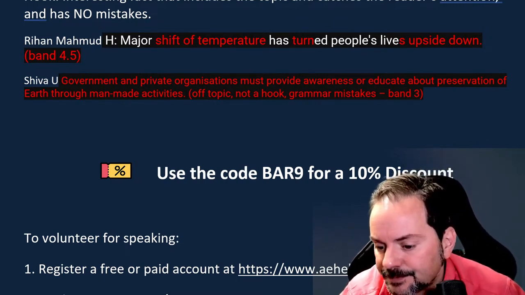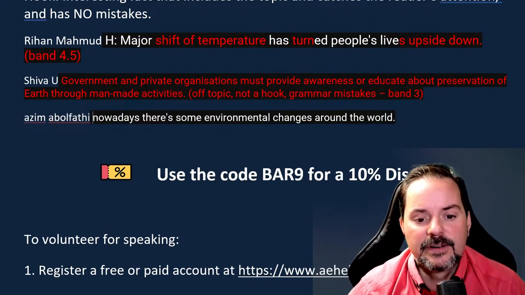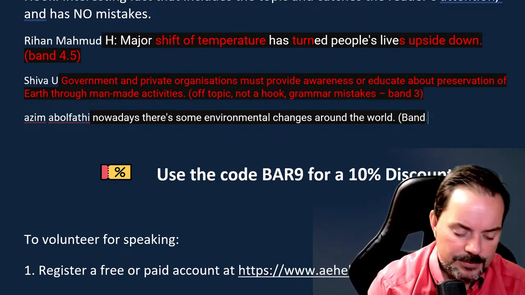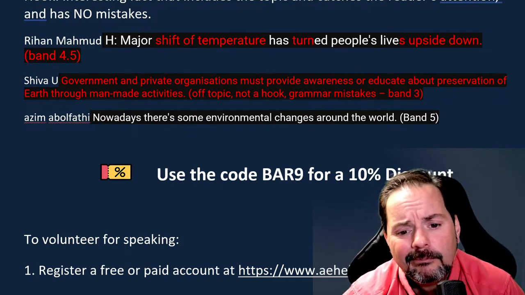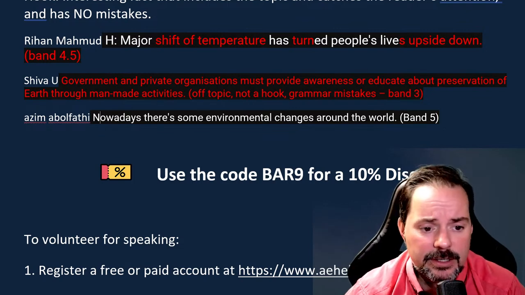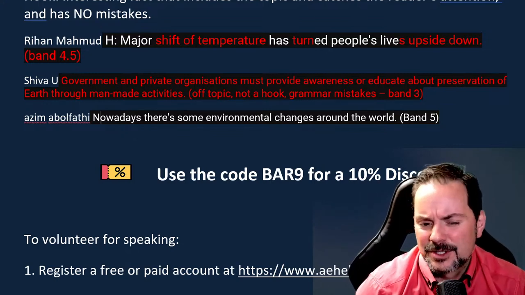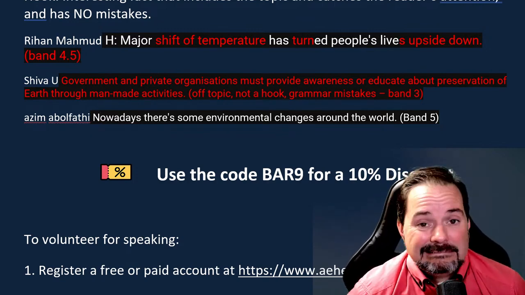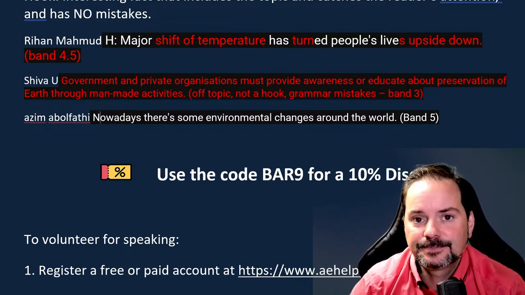Okay, Azim says, nowadays, there's some environmental change around the world. Band 5. The grammar's okay. The language is okay. It is a highly uninteresting, unconvincing hook, Azim. I would not read an essay or a magazine article that started this way. I'd be like, first of all, there's not some environmental change. There's a lot of environmental change. Secondly, what are we doing here? Okay.